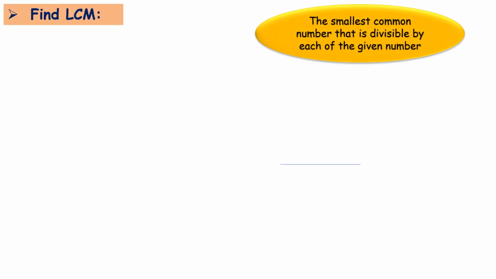Now next is finding the LCM. LCM, we know, is the smallest common number that is divisible by each of the given numbers. That means we are given the denominator and we need to find the numerator. So consider example 60 and 48, first example.